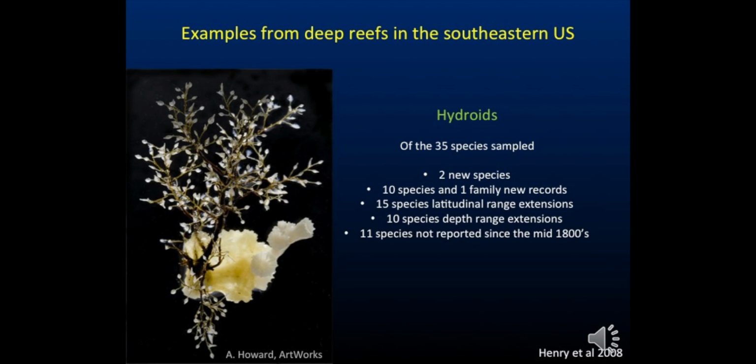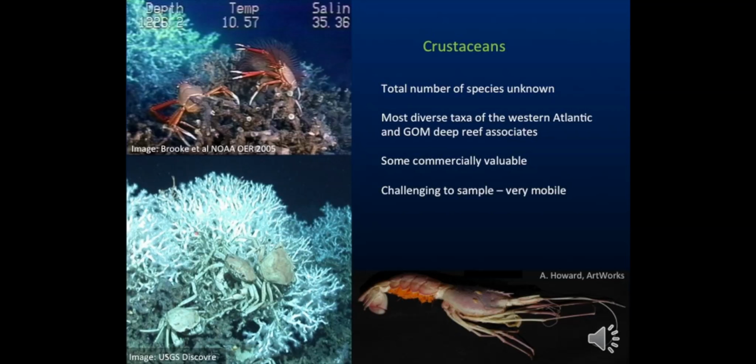As an example, a number of hydroids were collected from deep Lophelia reefs in the southeastern US. Of the 35 species identified, 2 were new species, 10 species in one family were new records for the region, 25 species were latitudinal or depth range extensions, and 11 species had not been reported since the early days of exploration.